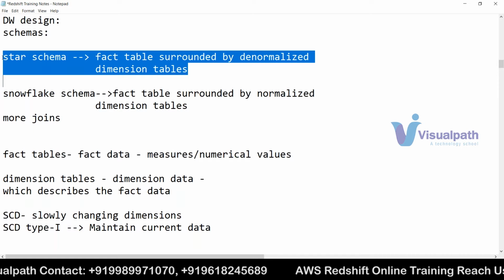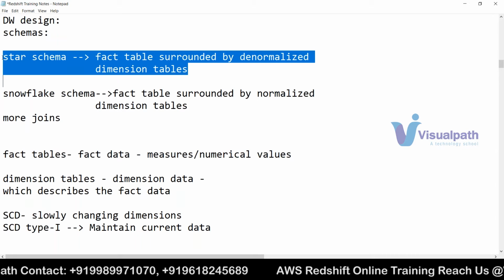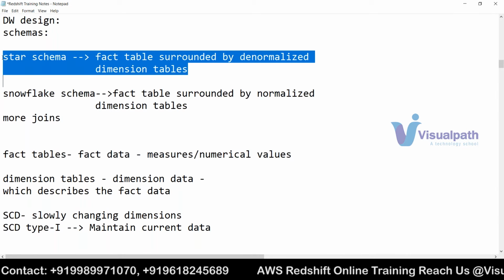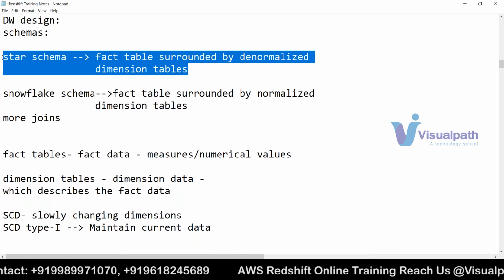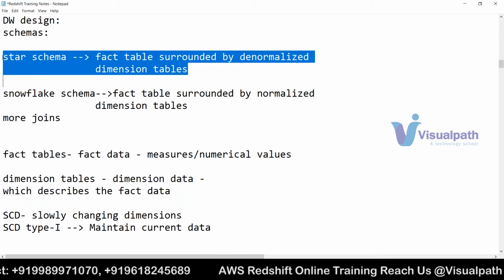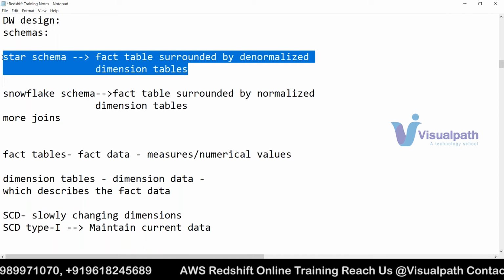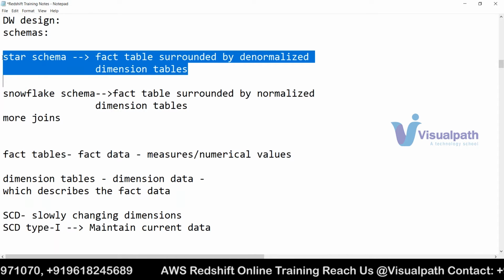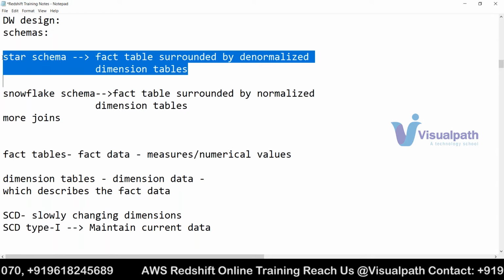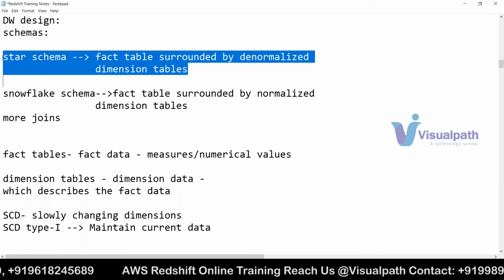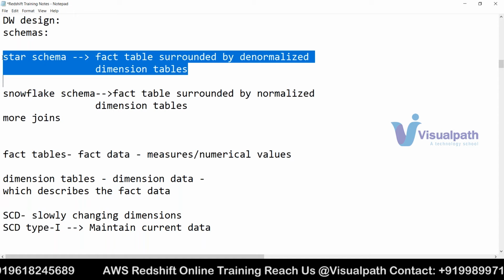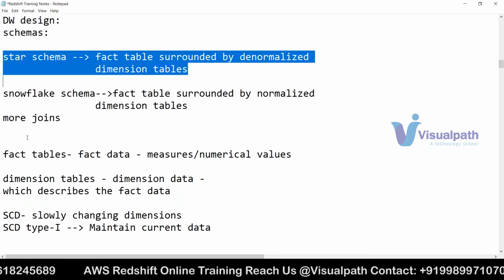So okay, then star schema means a fact table will be there. A fact table surrounded by dimension tables is called a star schema. And generally in a star schema, since all the dimension data is present in a single table, data redundancy will be there. I'll tell you what is meant by data redundancy.